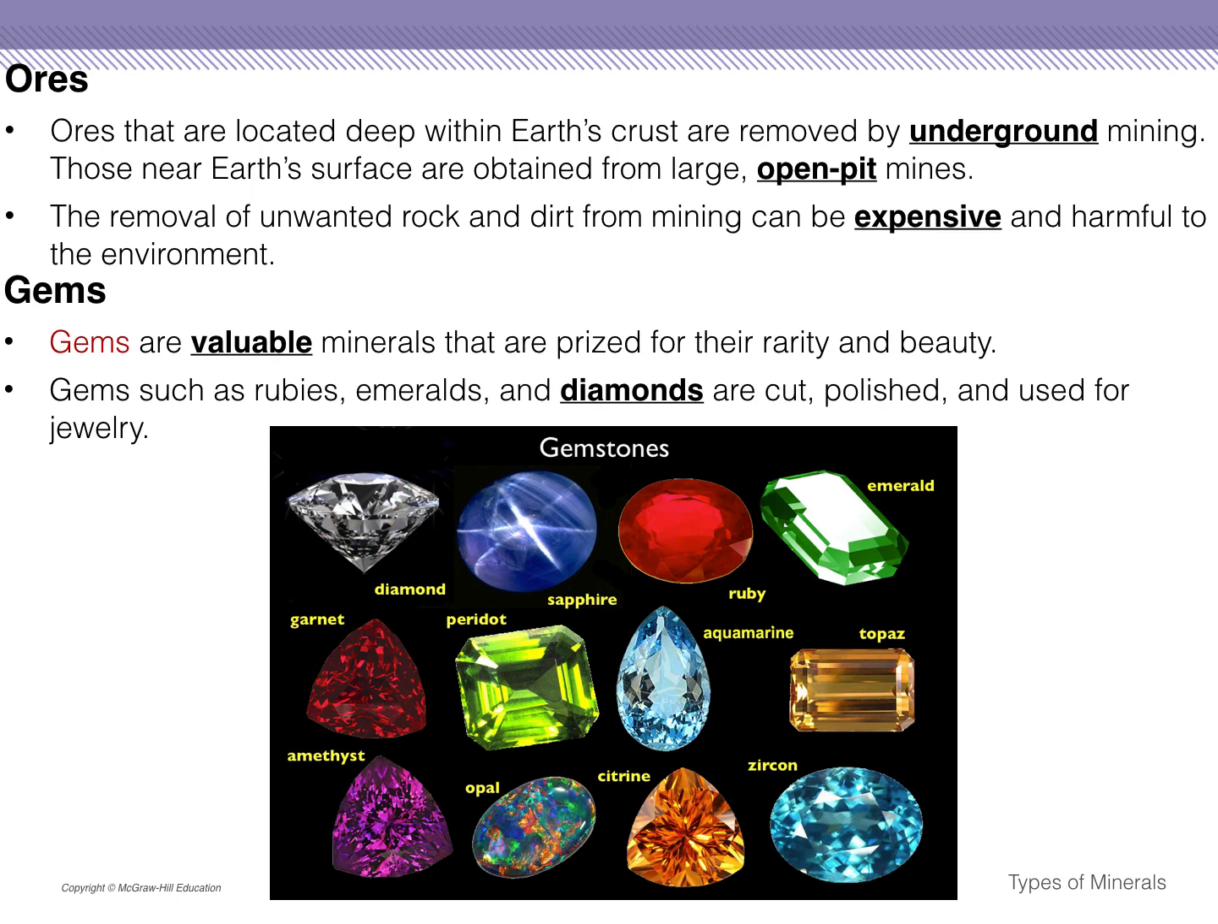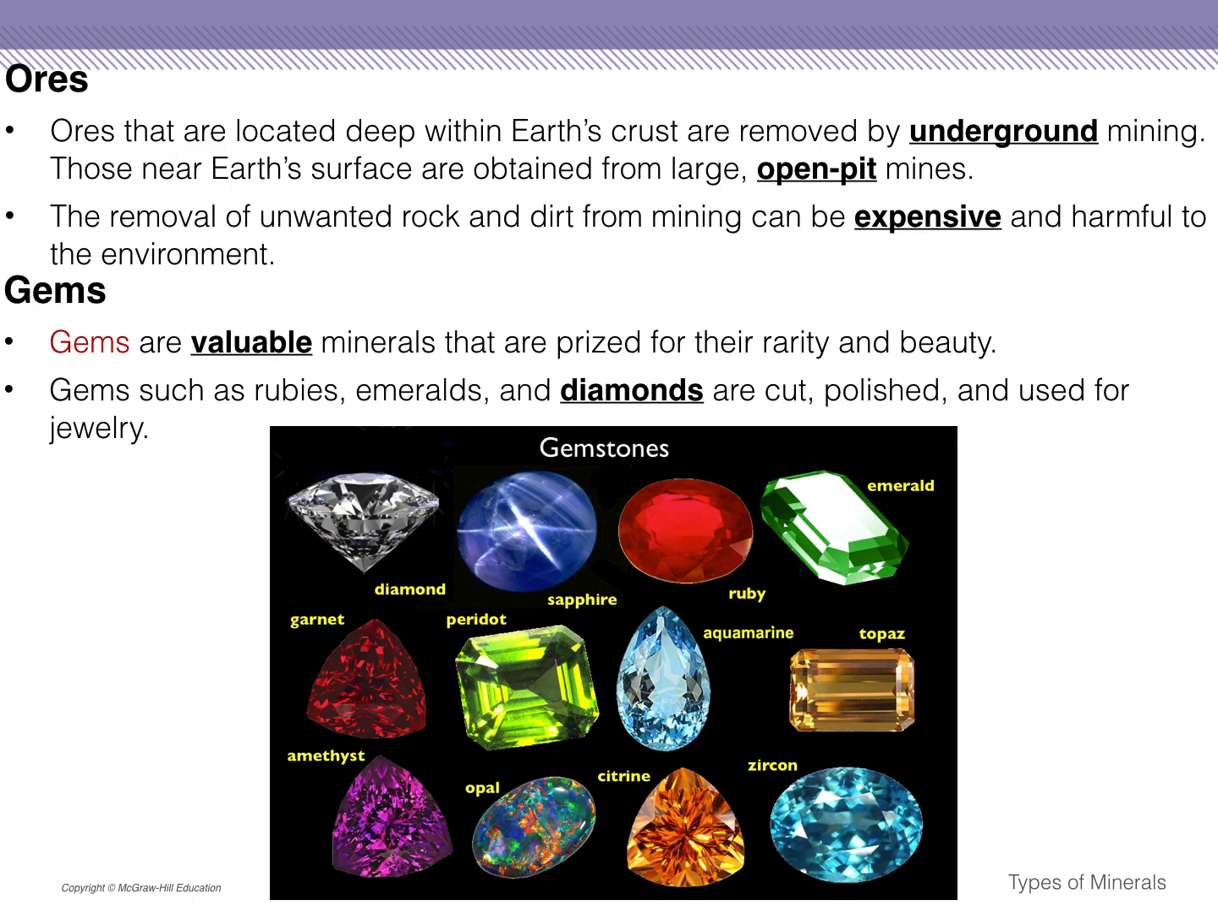Ores that are located deep within the Earth's crust are removed by underground mining. Those near the Earth's surface are obtained from large open pit mines. The removal of unrotted rock and dirt from mining can be expensive and harmful to the environment. So they have to weigh the difference between expense and profit.